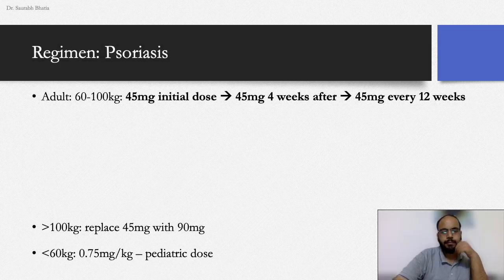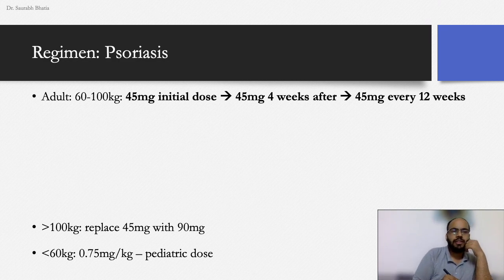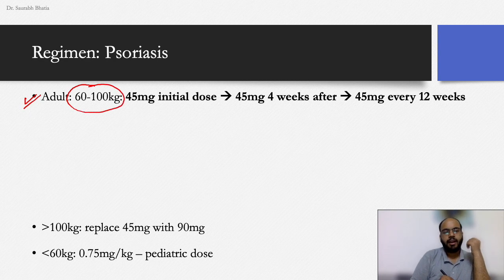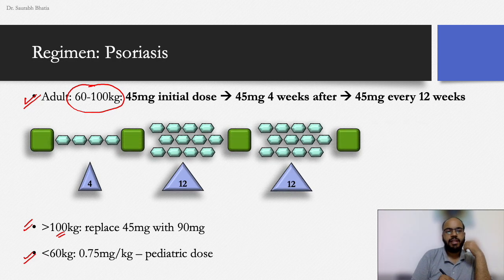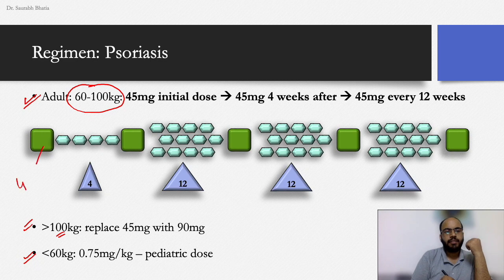So let's get back to ustekinumab and how to give ustekinumab. It has been divided into two phases. Number one is for adults weighing between 60 to 100 kgs. The other is adults weighing more than 100 kg and less than 60 kg patients. Okay, so let's just make things simple. Every green box is a 45 milligram dose of ustekinumab.